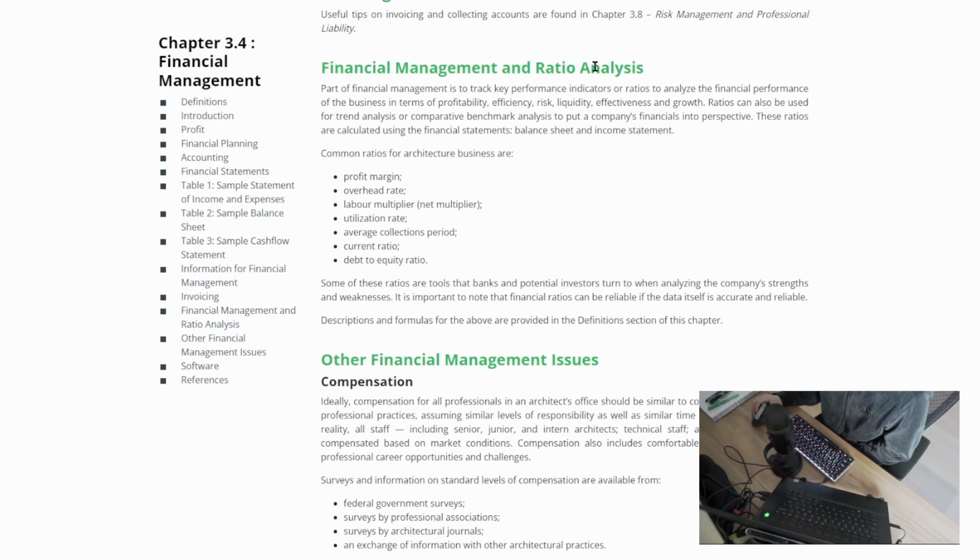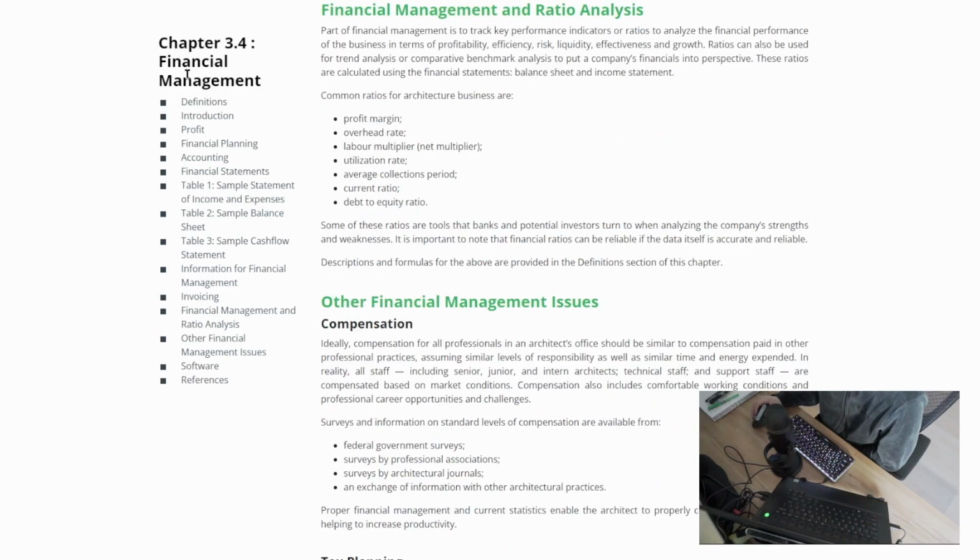Financial management and ratio analysis. Part of financial management is to track key performance indicators or ratios to analyze the financial performance of the business in terms of profitability, efficiency, risk, liquidity, effectiveness, and growth. Ratios can also be used for trend analysis or comparative benchmark analysis to put a company's financials into perspective. These ratios are calculated using the financial statements, balance sheet, and income statement.